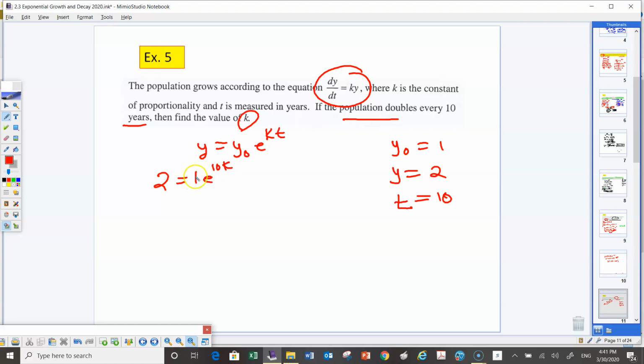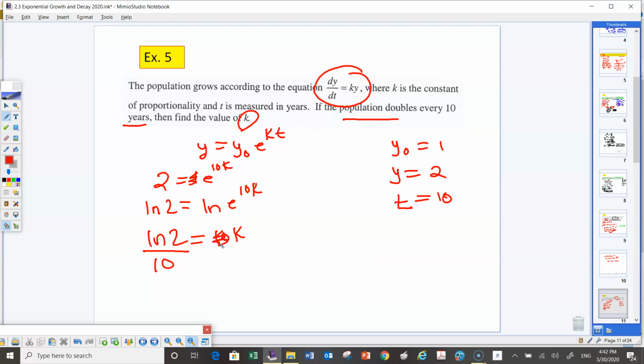And now the 1 is irrelevant. We can lose that. Take the logarithm of both sides, and we end up with that. Now I can bring my exponent out front. ln e is equal to 1, so I don't need to worry about it. And now I'm going to divide this whole thing by 10, and that's what my value of k is.